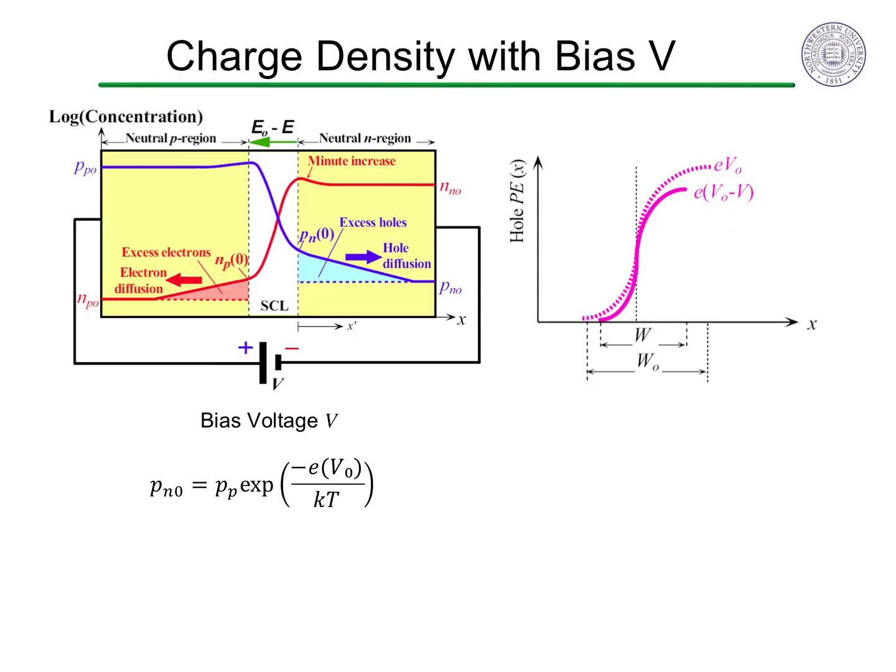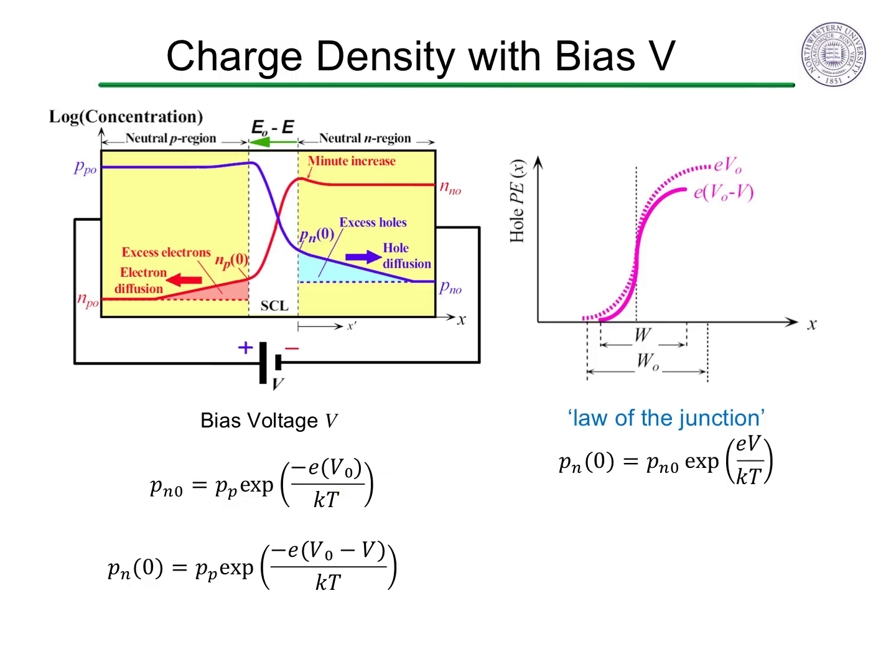So we would expect that the minority charge carrier concentration just on the other side of the space charge region to be higher, as if more charge carriers can cross the barrier due to thermal excitation. Knowing that the barrier is reduced by V, we can expect that the concentration at the edge of the space charge layer, x equals 0, to be given by an adjusted exponential. Recognizing that the V0 term can be pulled out, and that it is simply the minority carrier concentration with zero bias, we find the relationship that is often called the law of the junction.